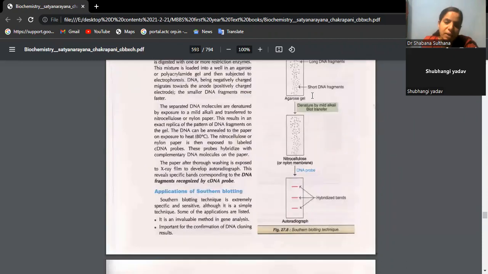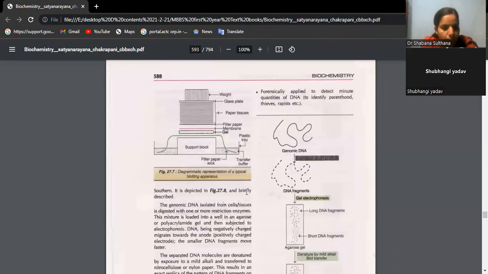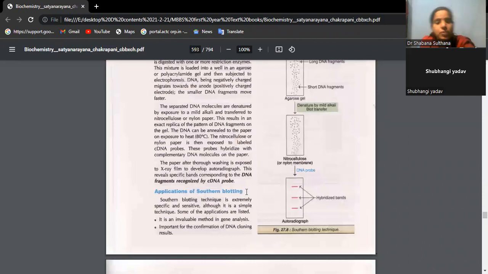So just look at this flow chart, beta, and read it once, you will understand. Okay. Why do we use the Southern blotting technique? They are very sensitive, although it is a simple technique. So let us read why we use it. It is an invaluable method in gene analysis.